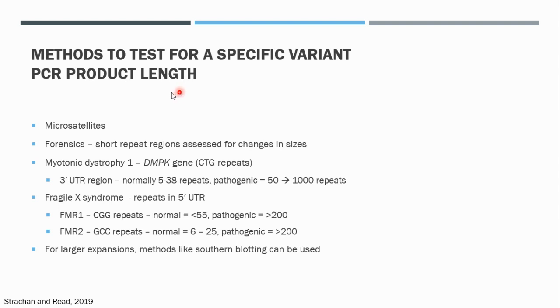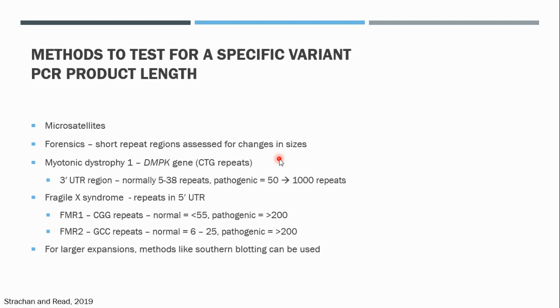The first method is to determine the product length. We have learned about microsatellites and forensics, and short tandem repeat regions can be assessed for changes in sizes. PCR product length is used in forensics and also in assessing whether a patient may have a disease. Here are two examples of diseases that can be determined by looking at PCR product length.